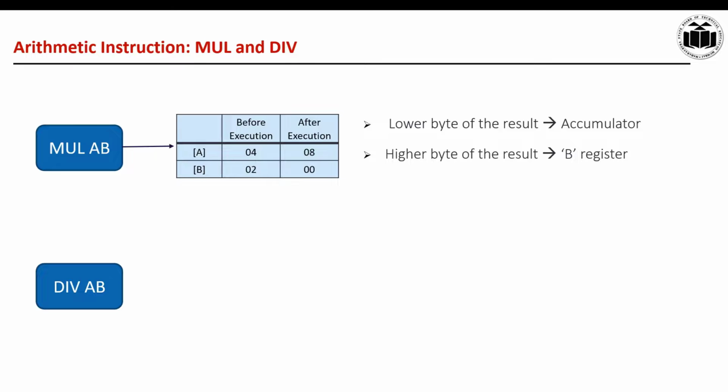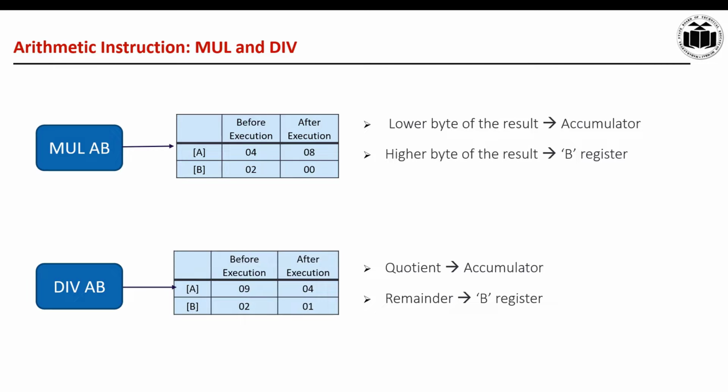DIV AB. This instruction divides the unsigned 8-bit integer in the accumulator A by unsigned 8-bit integer in register B. Quotient will be stored in accumulator and remainder will be stored in B register. After execution, the carry and overflow flag is cleared. If accumulator contains 09 and register B contains 02, then quotient 04 will be stored in accumulator and remainder 01 will be stored in B register.